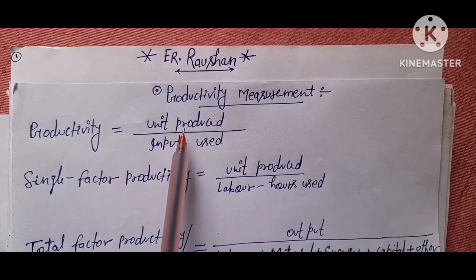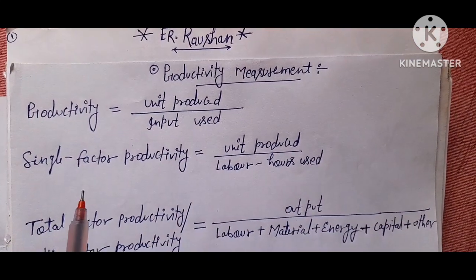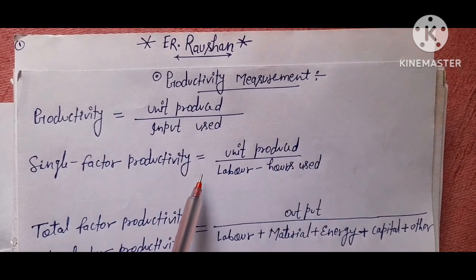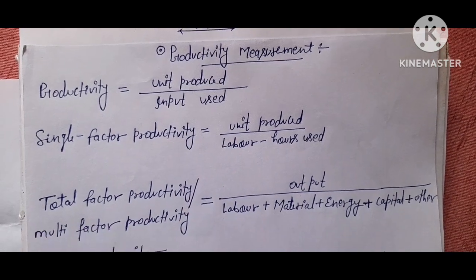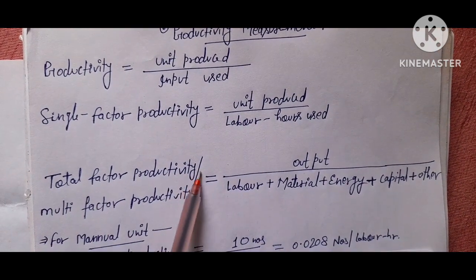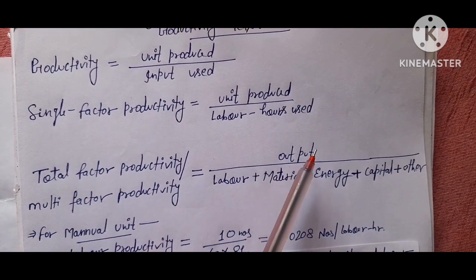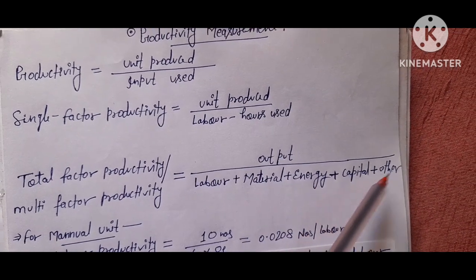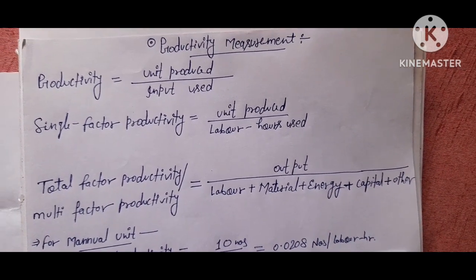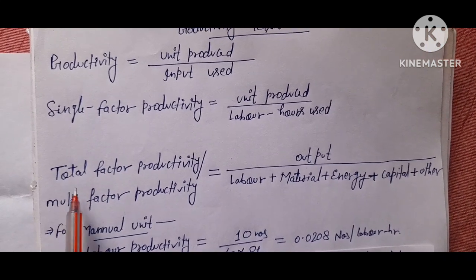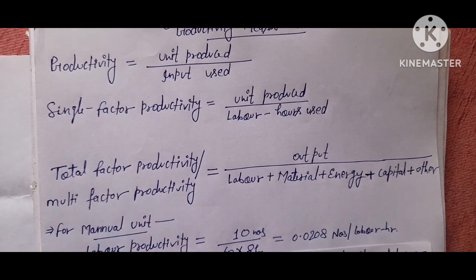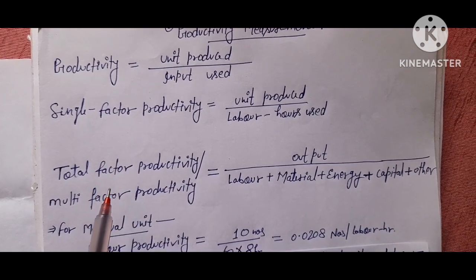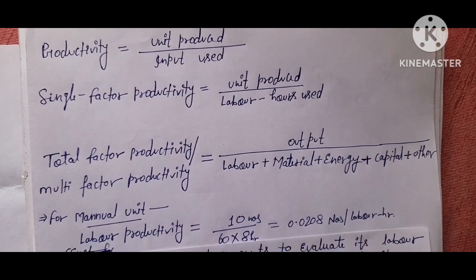Productivity means output divided by input, and for single factor productivity, units produced or output divided by labor is used. Total factor productivity is also known as multi-factor productivity: output divided by labor plus material plus energy plus capital plus other miscellaneous things. So here two formulas are given, single factor productivity as well as total factor or multi-factor productivity.